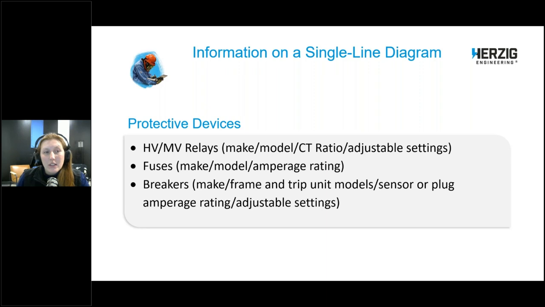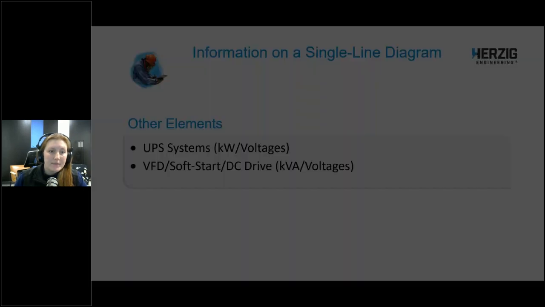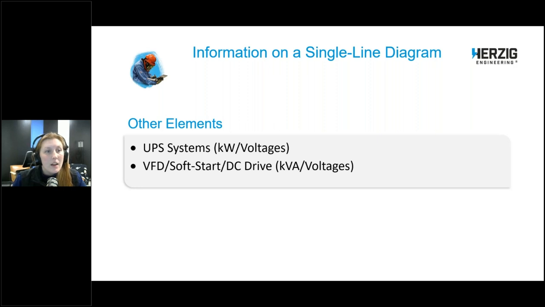So making sure that the make and frame is identified somehow on that drawing. Trip unit model, sensor, plug, what are the settings? What's the amperage rating? Detail all of that. Other elements could be UPS systems, looking at the kW and voltages, VFDs, soft starts, DC drives, what are the ratings for those, the details for those.